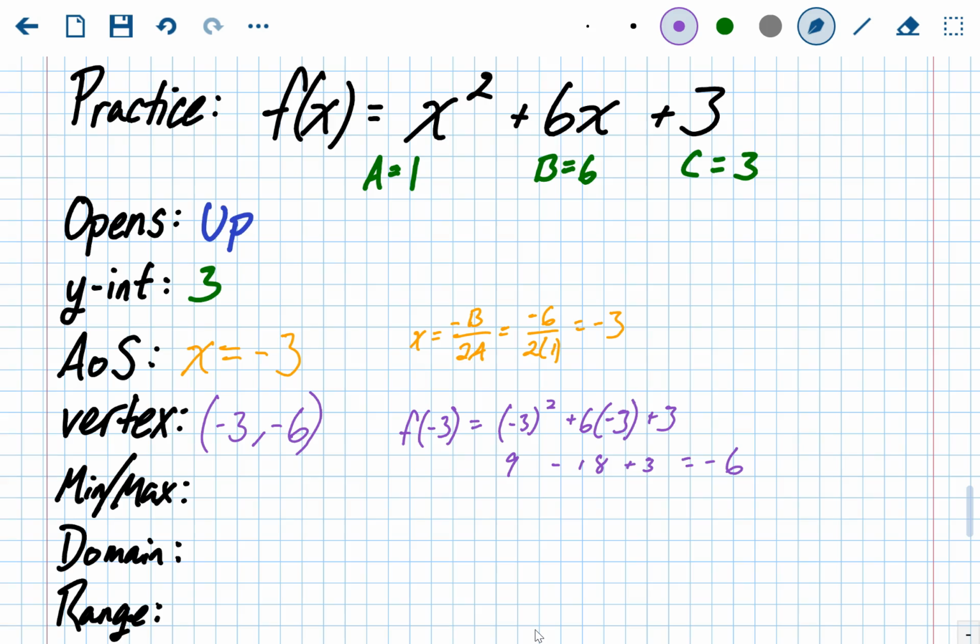The axis of symmetry and the vertex is the only work you really have to do. You have to plug it into the formula and then plug that back into the equation. The min or the max, well, since it opens up, it's automatically a min. And the value of the min is always going to be the y value of the vertex. So we're going to have a minimum at negative 6.